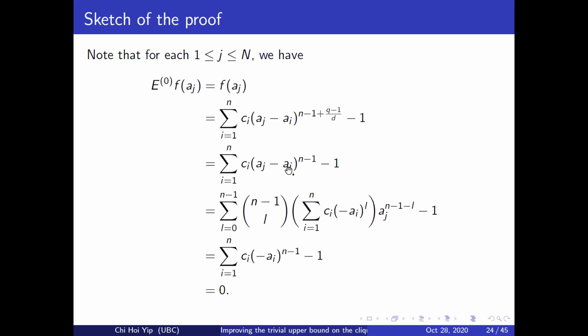After getting this, we can use the binomial theorem to expand this sum. Again, we can collect the sum in this way, so that we can use our construction of c_i. This sum is usually 0 unless l equals n minus 1. So finally, we can show that f(a_j) is 0.